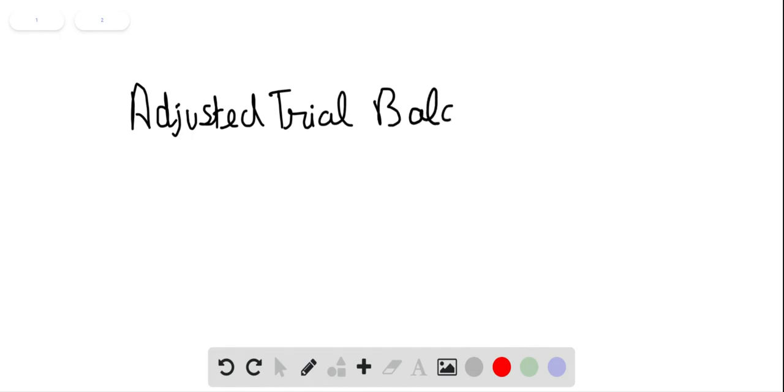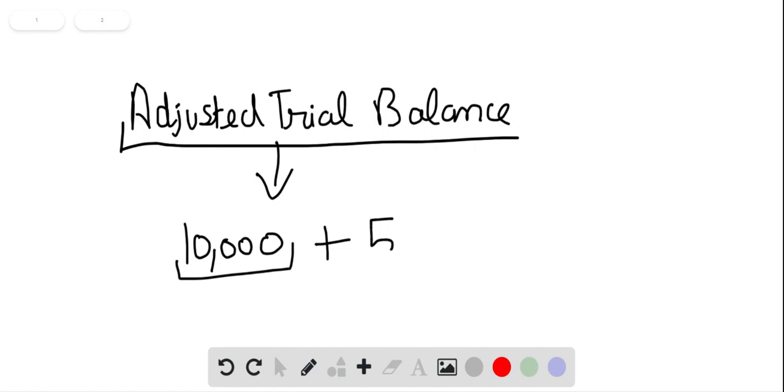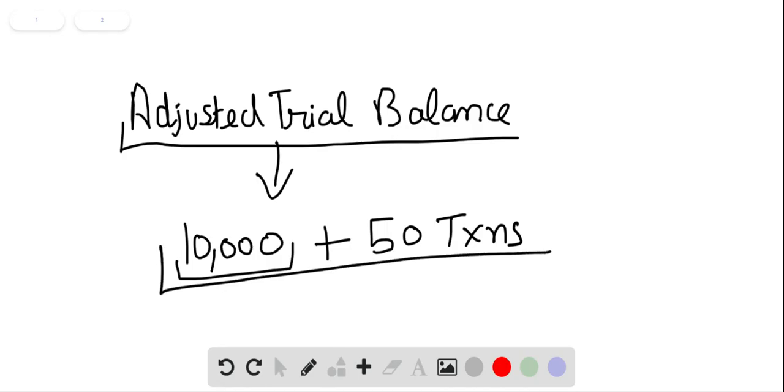Okay, the adjusted trial balance, what will it have? Just take a note. The trial balance will of course have the effect of 10,000 transactions. However, when we say the adjusted trial balance, it will also have the effect of 50 transactions. Now from this total effect we will prepare our balance sheet.